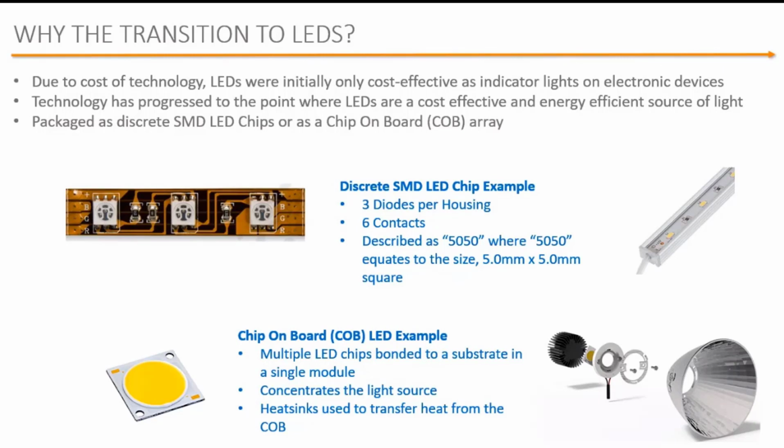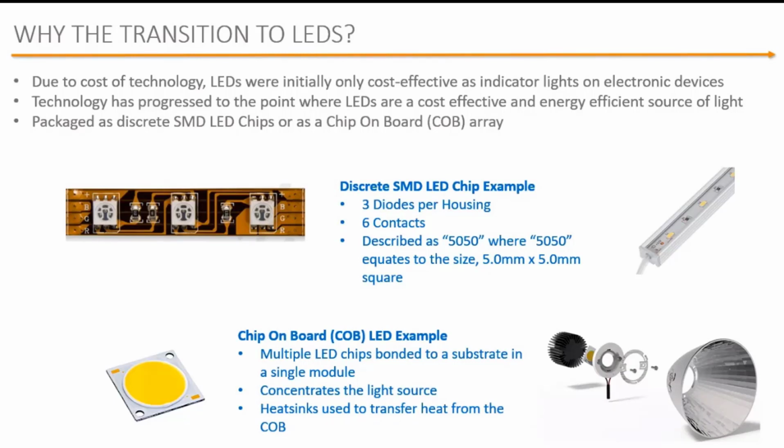The LED that's shown right here at the top has 3 diodes for every housing. There's a red, a green, and a blue, which translates to 3 circuits. Each of those circuits requires an input and an output connection, so there's a total of 6 contacts. Here, they're soldered directly to the printed circuit board.